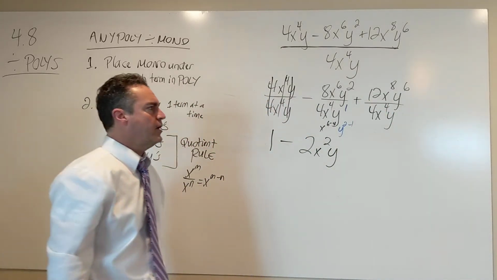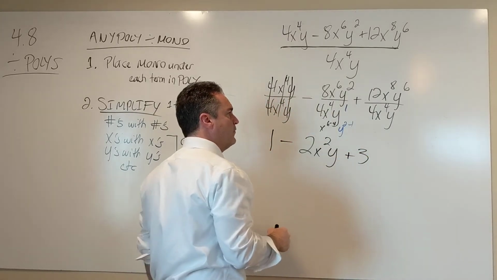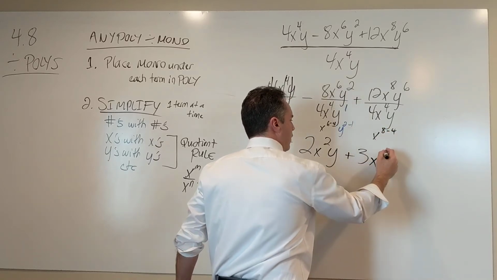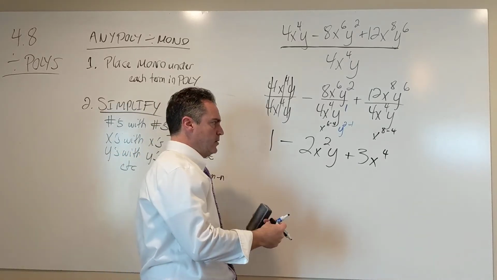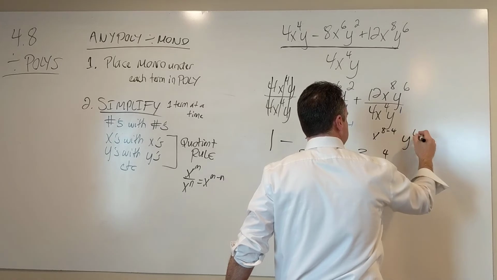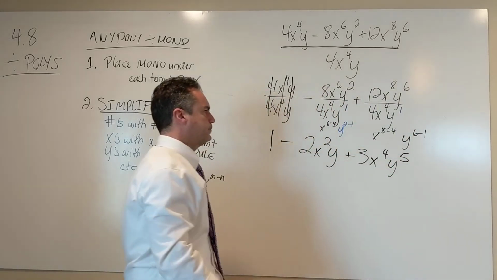And we come over here, numbers with numbers, right? 12 divided by 4 is 3. Okay, x to the 8th over x to the 4th is going to be x to the 8 minus 4, which is x to the 4th. And then I have y to the 6th over y to the, that's right, 1 right there. So that's going to be y to the 6 minus 1, which is y to the 5th.